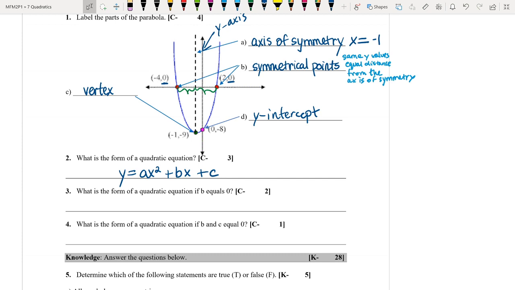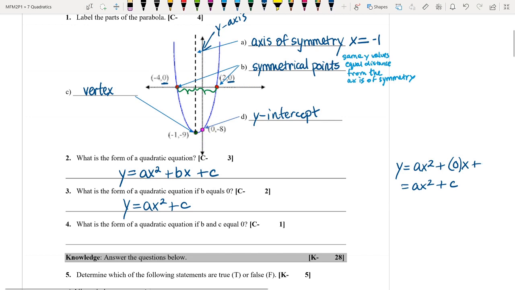What is the form of a quadratic equation if b is equal to 0? Well, I'll show you the work over here, and then we can write down the answer. We made b equal to 0. What would 0 times x be? It would be 0, so ax squared plus c is our answer: y equals ax squared plus c. What is the form of a quadratic equation if b and c equal 0? So now think about it. We decided to make this equal to 0 as well. What are we left with? We're left with y equals ax squared.